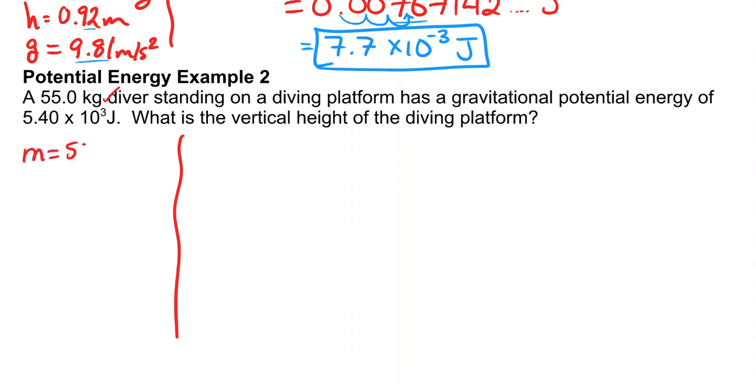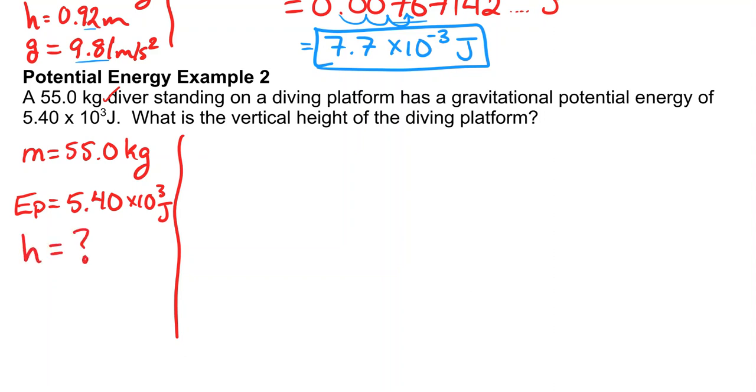Mass is 55.0 kilograms. Gravitational potential energy is 5.40 times 10 to the 3 joules. What is the vertical height of that diving platform? Here we go. One last thing. Remember, vertical height, right? Gravitational potential energy, you're always going to have g equals 9.81 meters per second squared.